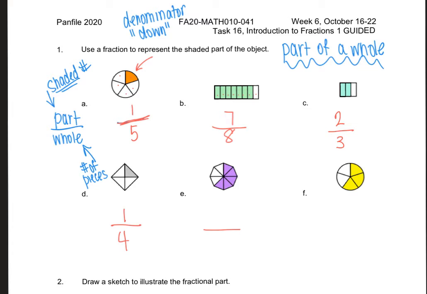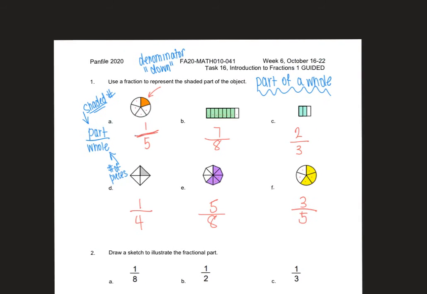For letter E, we have 1, 2, 3, 4, 5 shaded. And again, you can tell if you have 5 shaded and 3 unshaded, you're going to have 8 total slices there. And that, again, is almost like your pizza pie. And letter F, we have 1, 2, 3, 4, 5 total, and we have 3 shaded. All right, so that is how we use a fraction to represent the shaded part of the object.